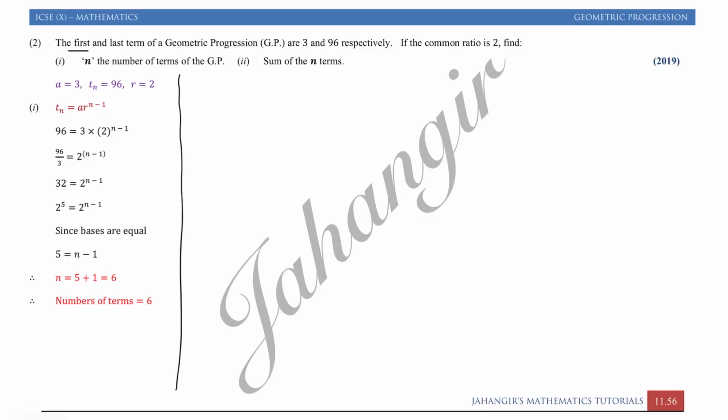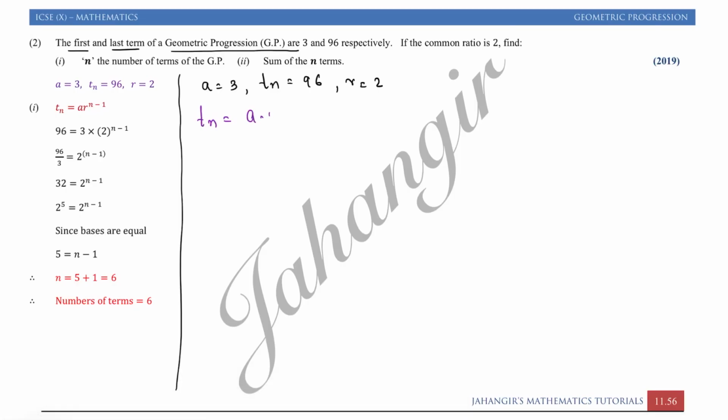Question number 2. The first and the last term of the geometric progression is 3 and 96. First term is a, last term is Tn, that is equal to 96. If common ratio is 2, then we have to find number of terms. So for number of terms, we will just write the Tn formula.